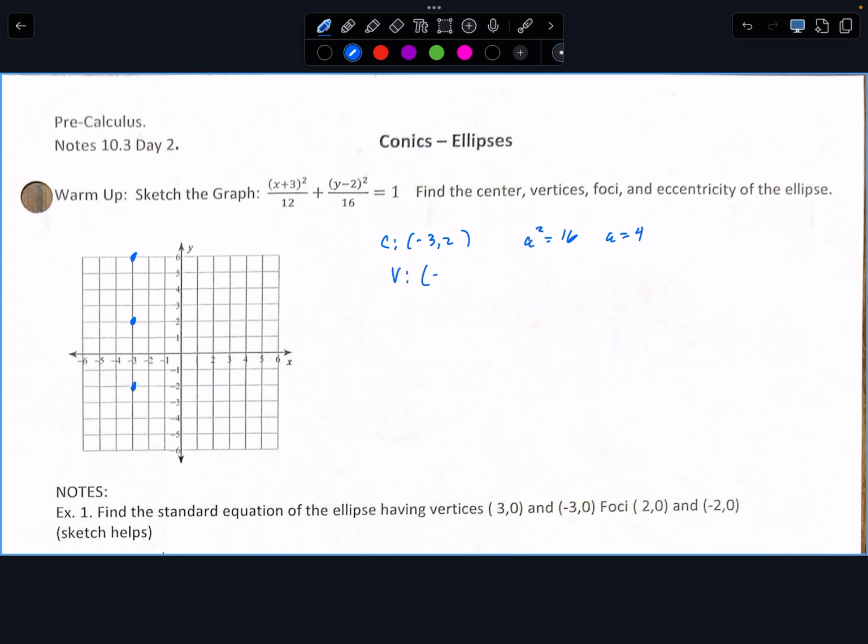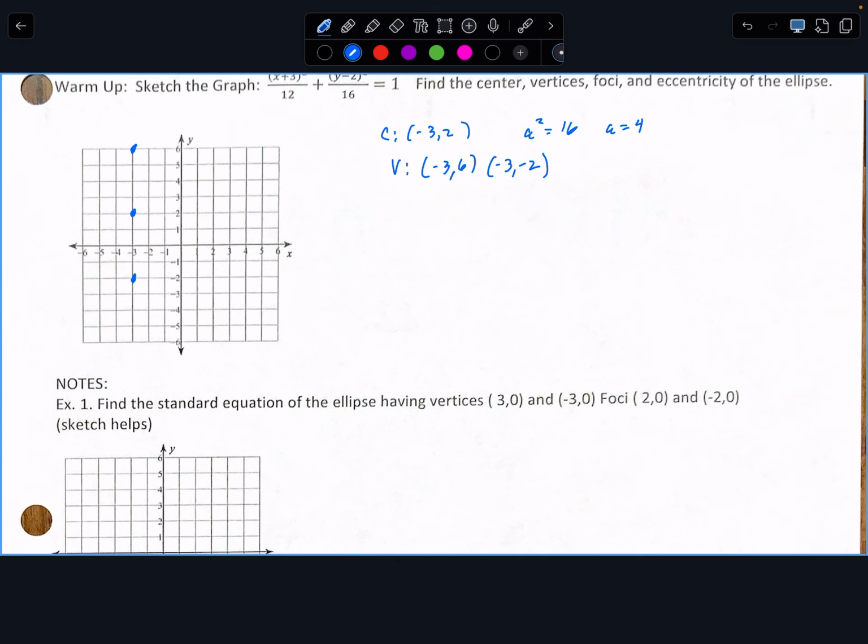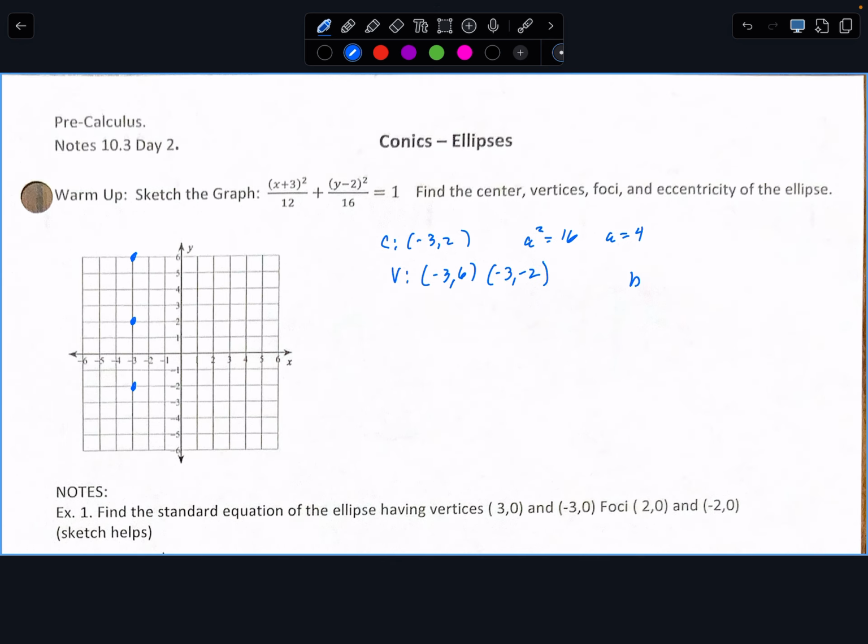So you're going to add 4 to the 2, and you are going to subtract 4 from the 2 to get those vertices. B squared is 12. So b is the square root of 12, which is 2 root 3. And that's a little bit over 3. It's somewhere between 3 and 4. So you have a covertex somewhere here and another covertex somewhere over here.